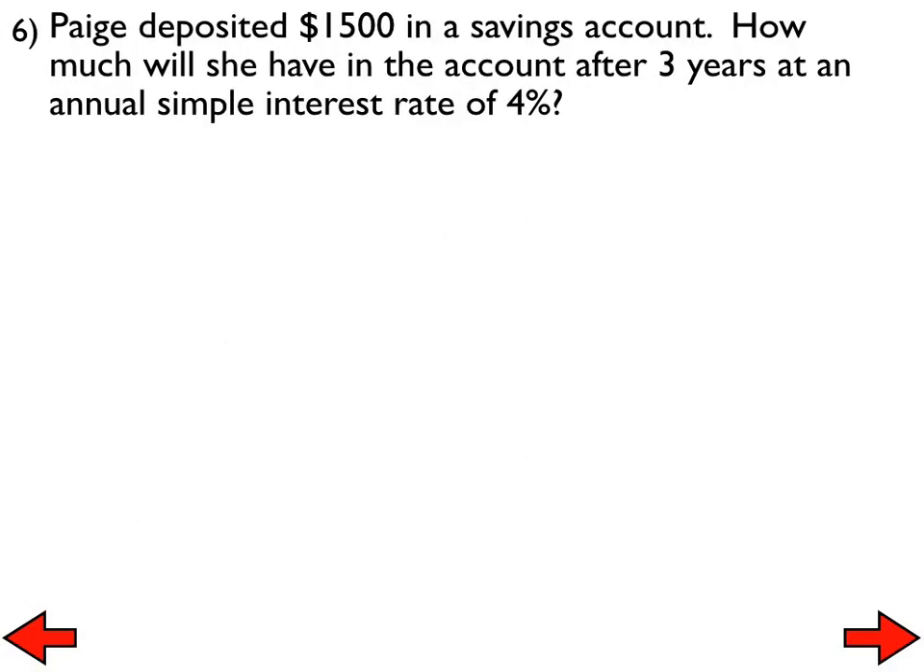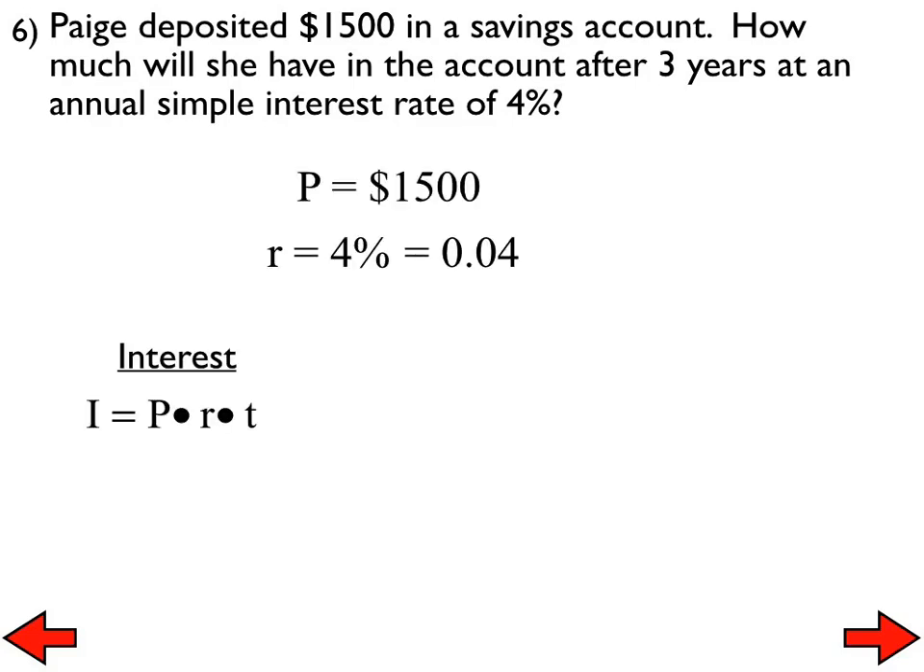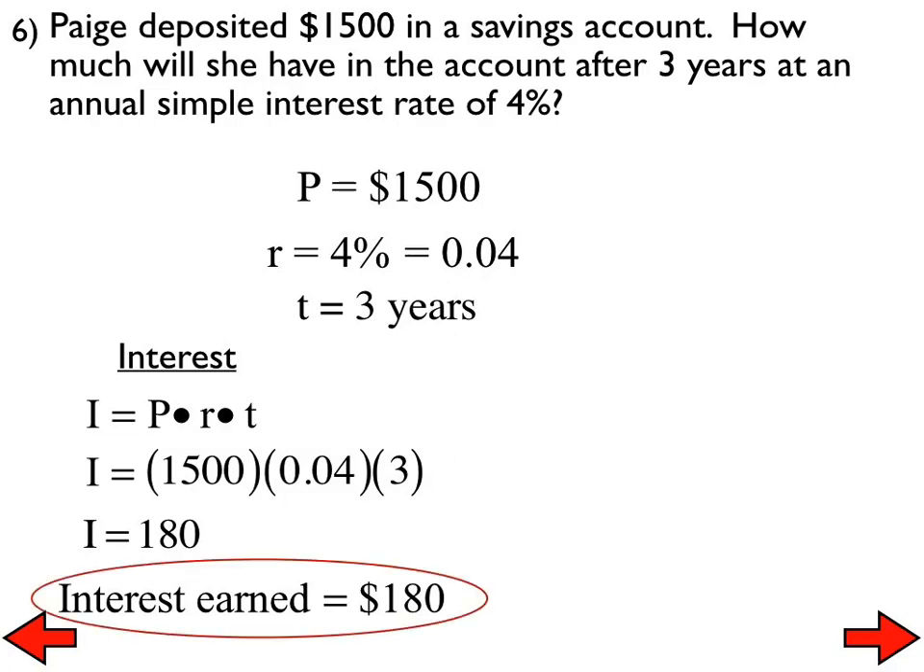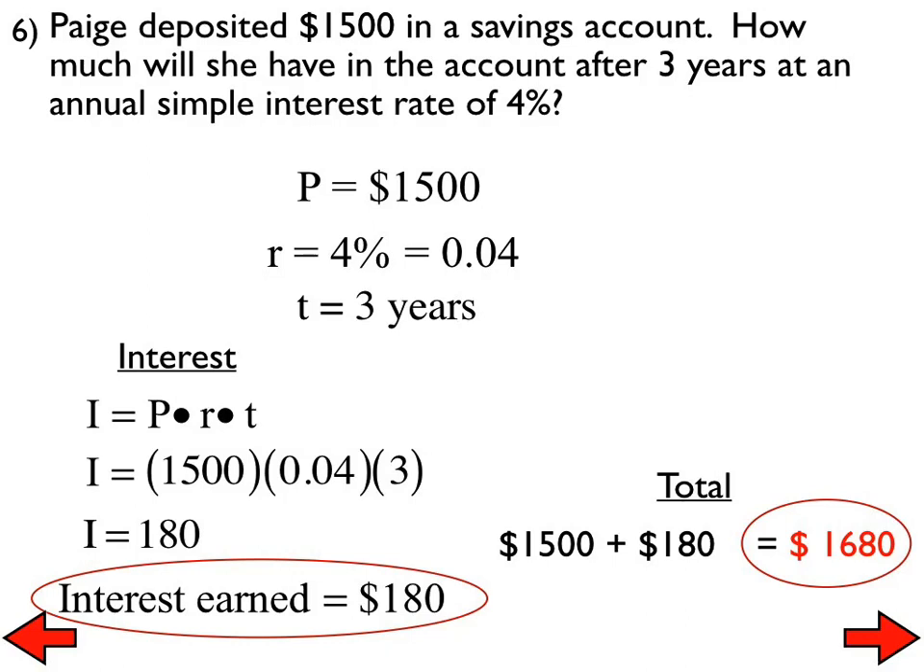And number 6, Paige deposited $1,500 in a savings account. How much will she have in the account after 3 years at an annual simple interest rate of 4%? This time we're asked how much you'll have in the account. So that will be the interest plus the $1,500. The amount of interest that the bank paid her was $180. So she now has $1,500 plus that $180 in the account. So that would be $1,680. Any questions? All right, we are finished.